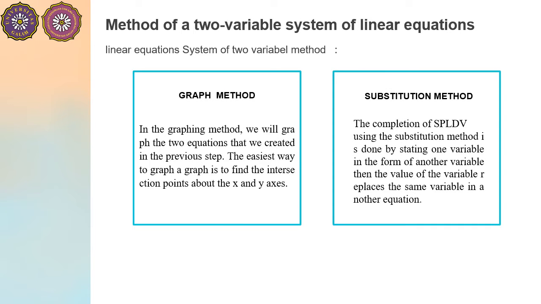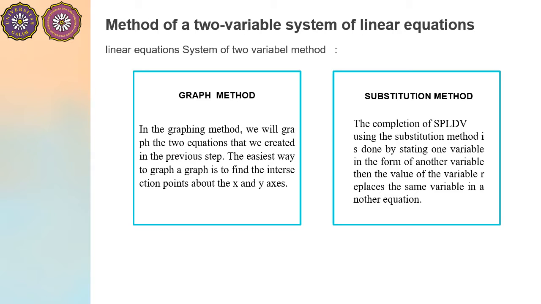Methods of solving a two-variable system of linear equations. The first method is the graph method. In the graphing method, we will graph the two equations that we created in the previous step. The easiest way to graph a line is to find the intersection points with the x and y axes.